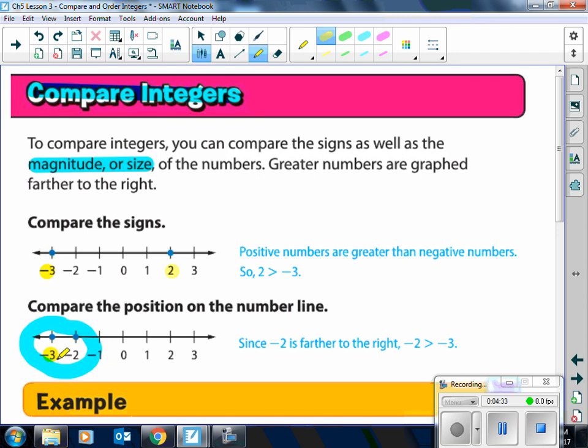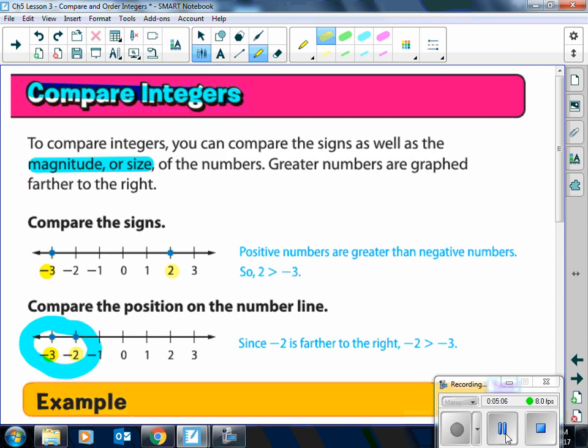Now, notice the numbers. 3, 2. Not the signs, just the numbers. 3, 2. Well, I just said that negative 3 is less than negative 2, right? But 3 is bigger than 2, right? Well, this brings us to a rule that I like to say. The bigger the number, the smaller the value, when they're both negative. Is everybody clear?